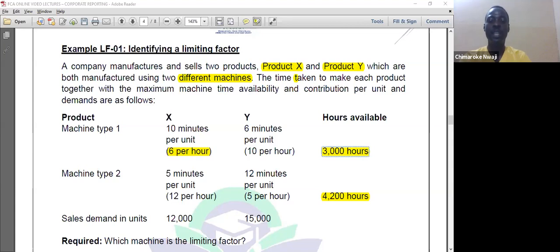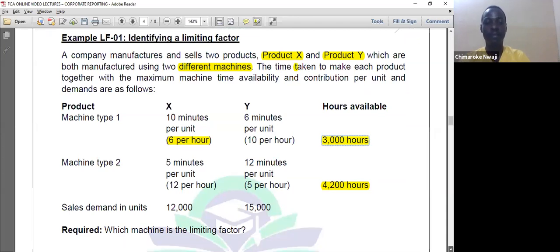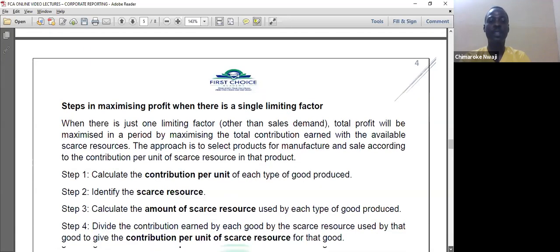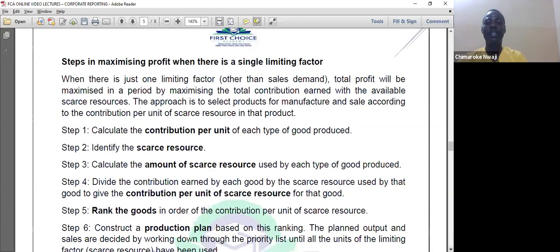So we've seen how we can identify limiting factors. We have identified a limiting factor here as machine number 1. So what are the steps that we can take to carry out a limiting factor problem? How can we solve a limiting factor problem?